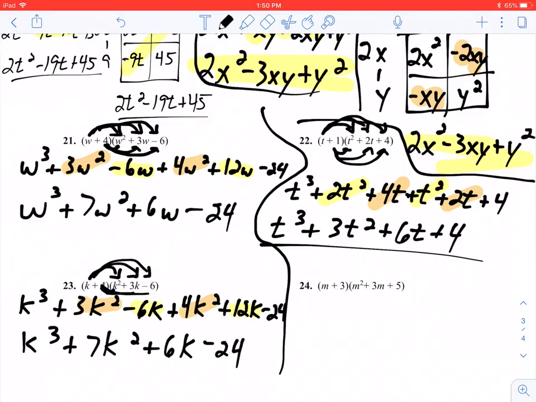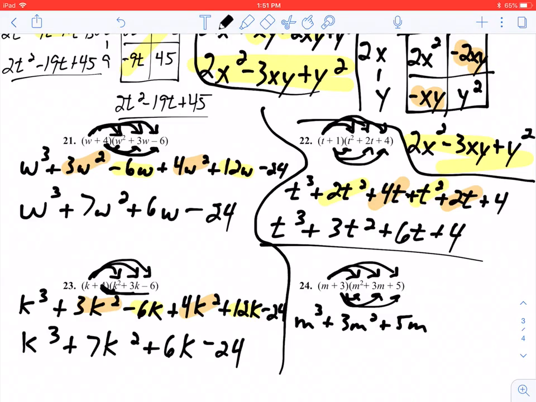All right, last one, guys, number 24. The m needs to be distributed, and the 3 needs to be distributed. So each one of those is going to get distributed. First, when we distribute, m times m squared is m to the third. M times 3m is 3m squared. And then m times 5 is 5m.